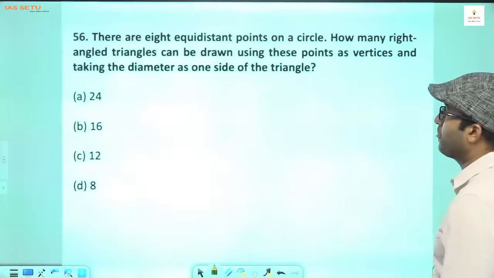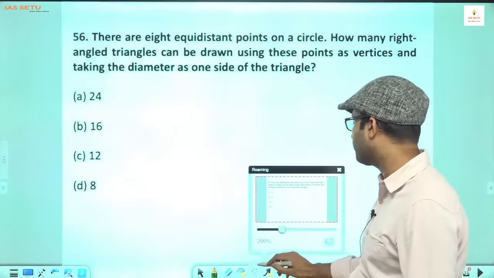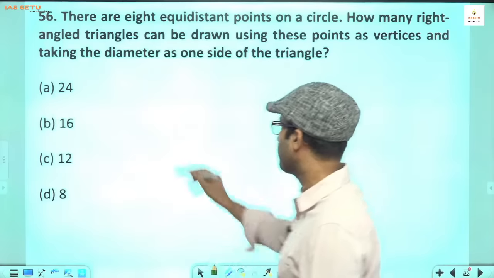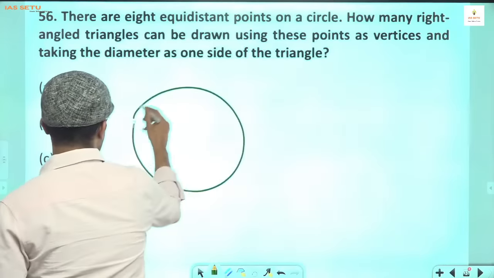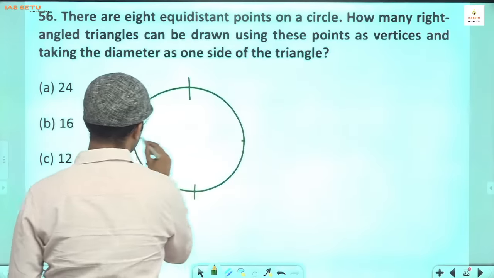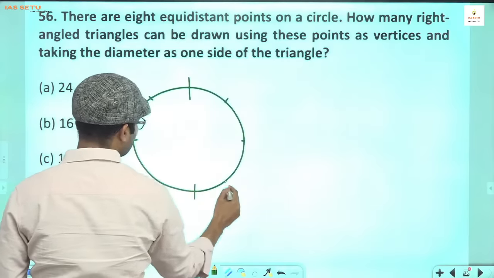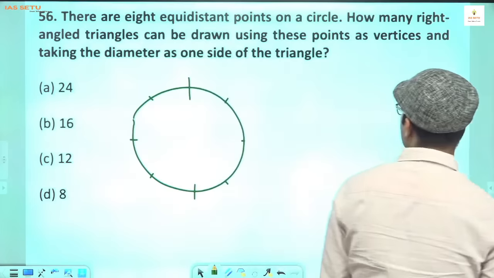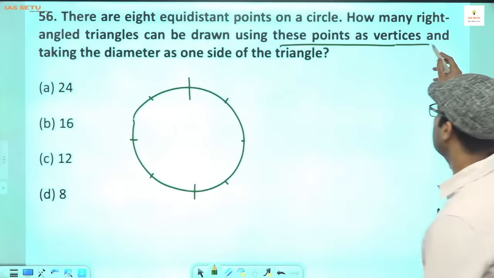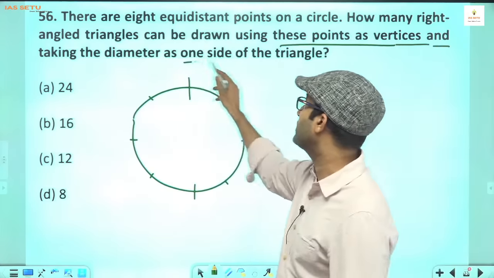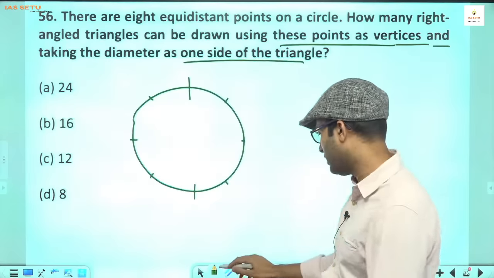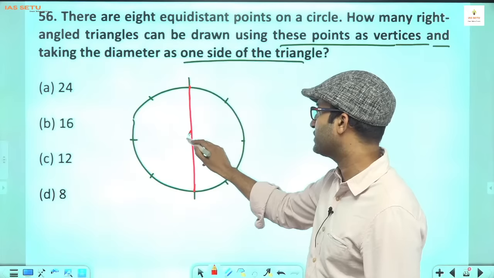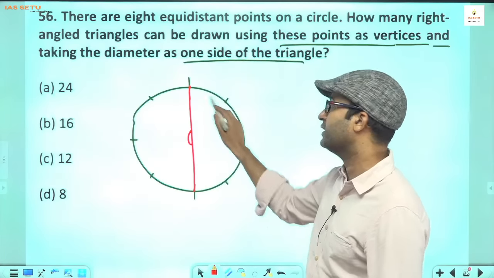Next question, question number 56. This is a geometry concept. There are 8 equidistant points on a circle, 1 2 3 4 5 6 7 8. How many right angle triangles can be drawn using these points as vertices and taking the diameter as one of the sides? The diameter has to be taken, because the concept is if this angle is 180, the other side it will be 90.